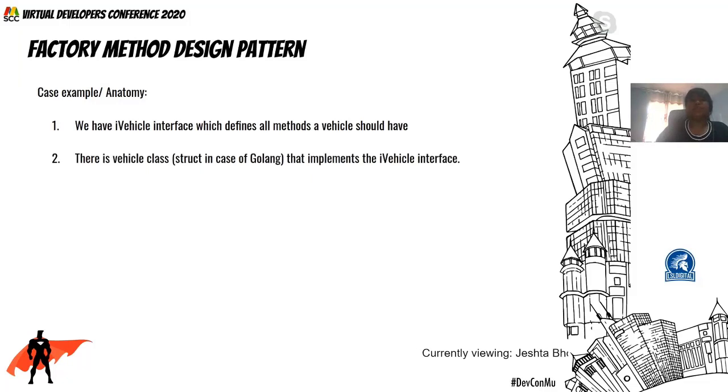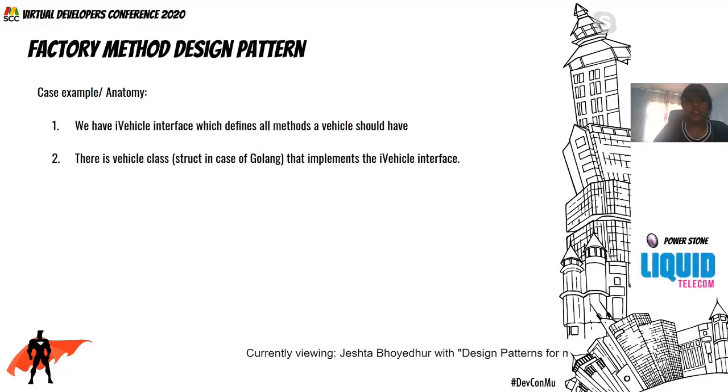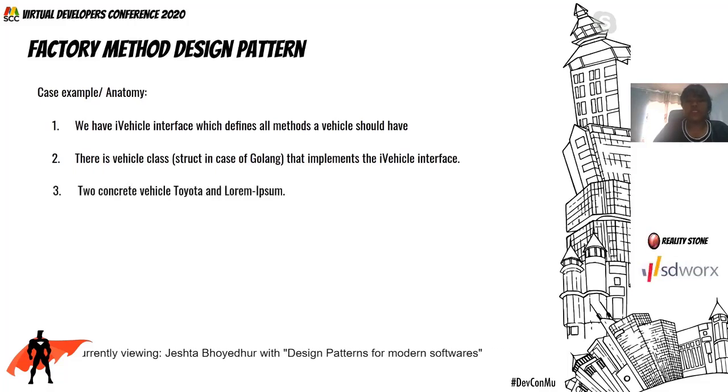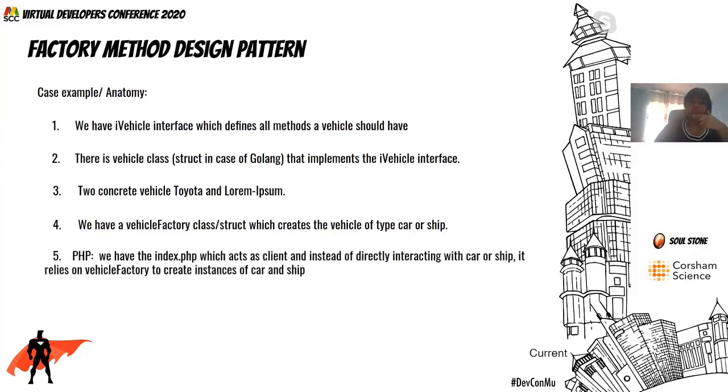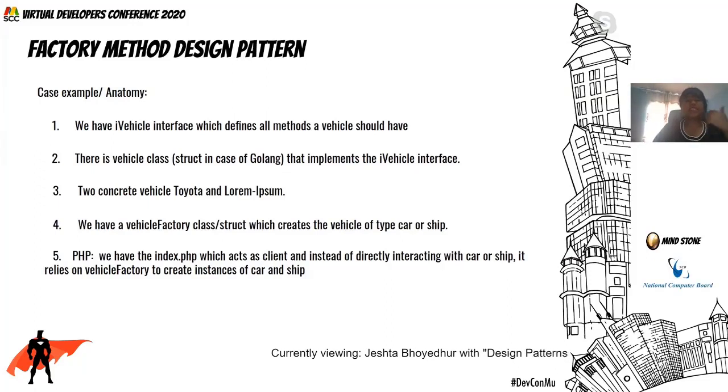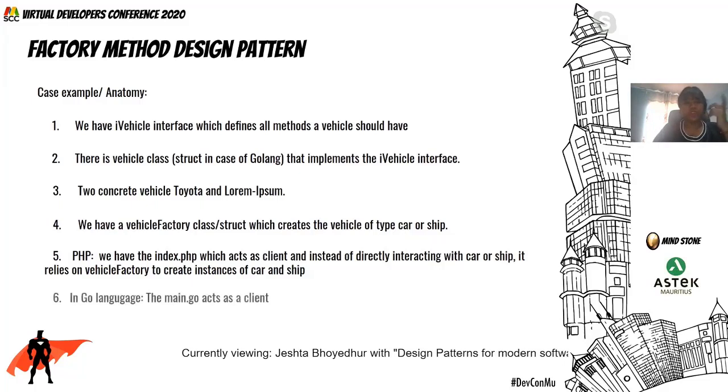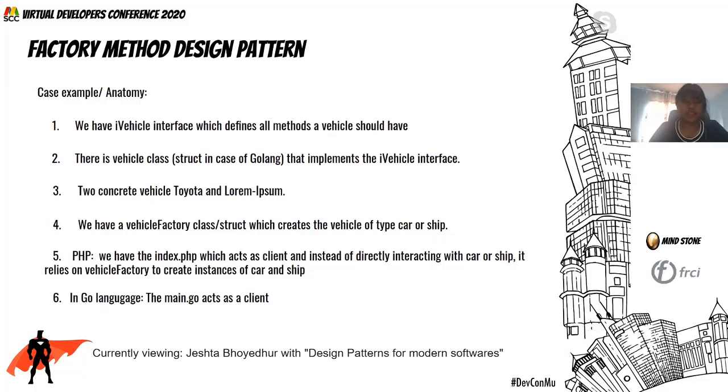In our example, we have a vehicle interface which defines the methods a vehicle should have. There is a vehicle class that implements this interface. And we are going to have two concrete classes, Toyota and Lamborghini. And we are going to have the vehicle factory class, which will create the vehicle of type car or ship. In PHP, we'll use index.php as a client instead of directly interacting with the car or ship class. It relies on the vehicle factory to create instances of car or ship. And in Golang, we'll use the main.go as the client.